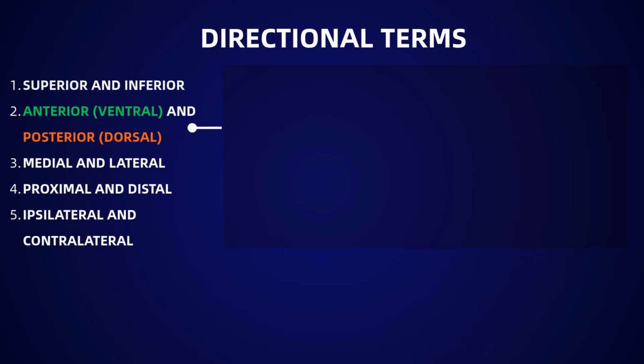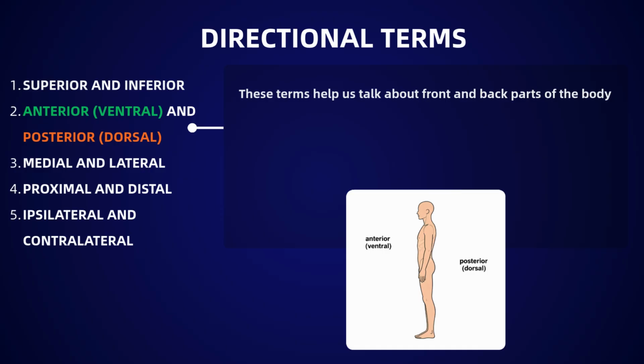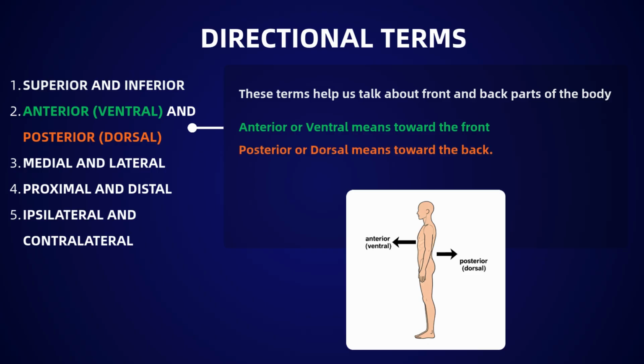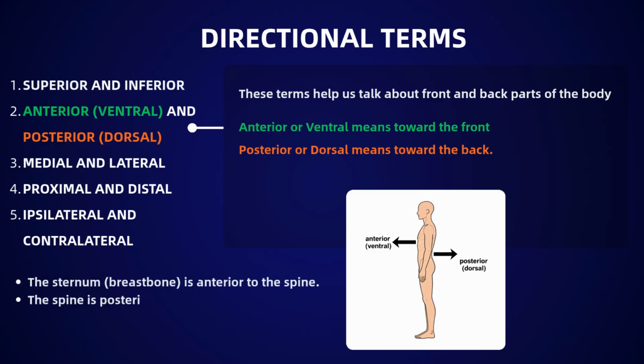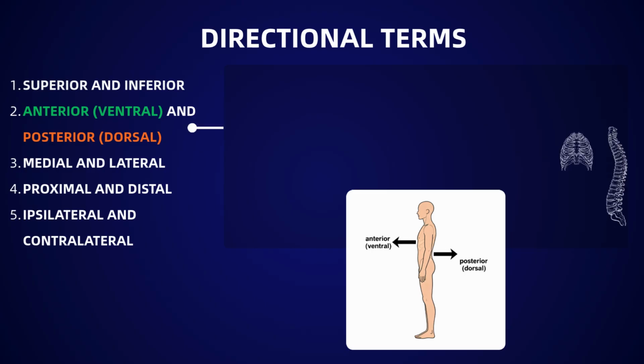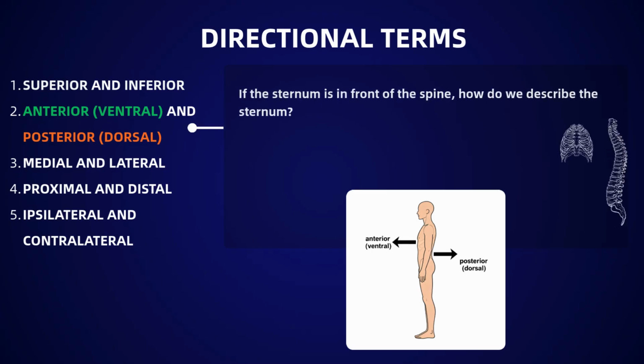Now let's look at the terms anterior and posterior, which are also called ventral and dorsal. These terms help us talk about front and back parts of the body. Anterior or ventral means towards the front. Posterior or dorsal means towards the back. Example, the sternum, which is the breastbone, is anterior to the spine. The spine is posterior to the heart. The belly button is anterior to the back muscles. So let me ask you a question. If the sternum is in front of the spine, how do we describe the sternum? It's anterior to the spine.